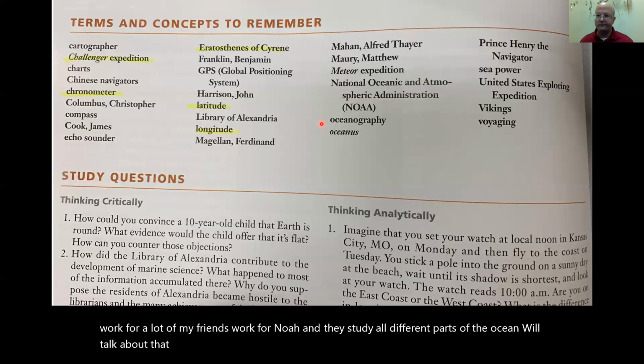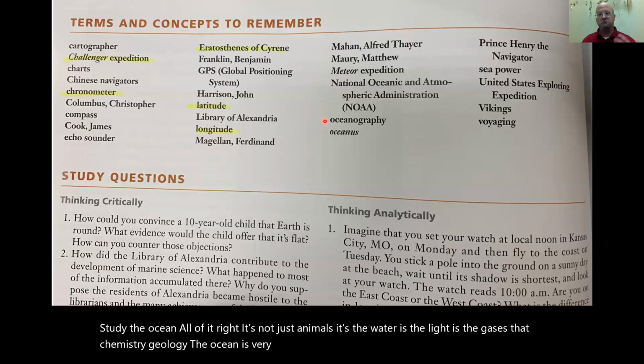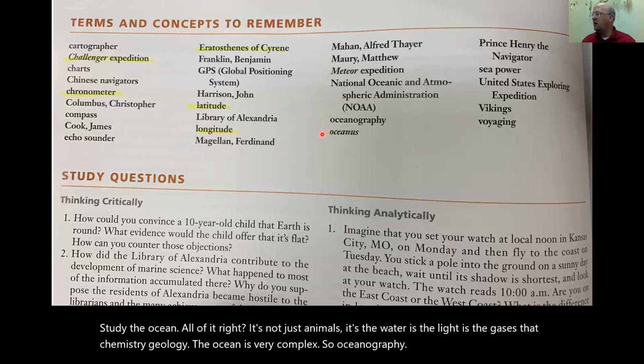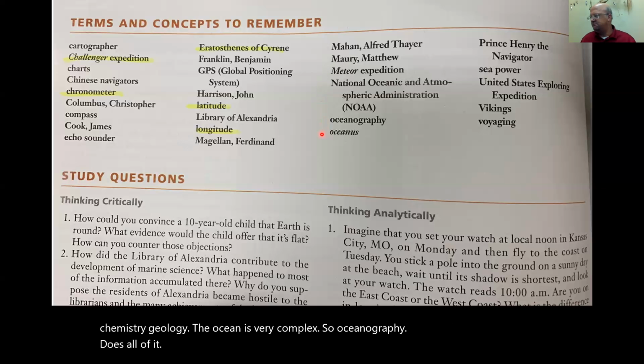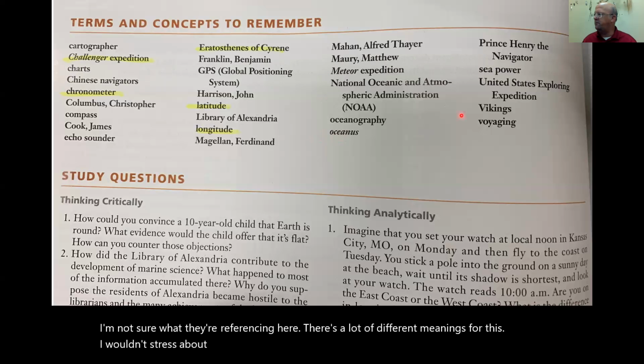Oceanography, study of the ocean, all of it, right? It's not just animals, it's the water, it's the light, it's the gases, the chemistry, geology. The ocean is very complex. So oceanography is all of it. Oceanus, I'm not sure what they're referencing here. There's a lot of different meanings for this. I wouldn't stress about it. Don't worry about that term.